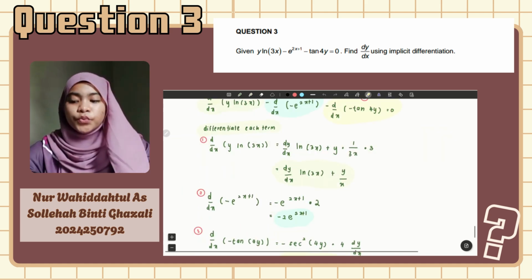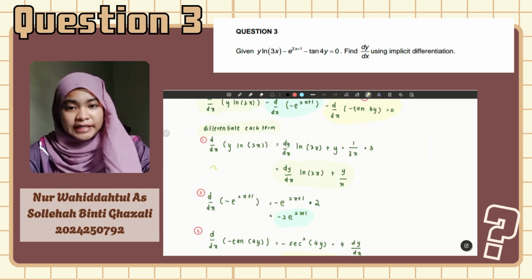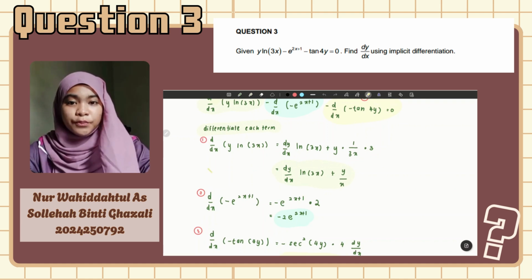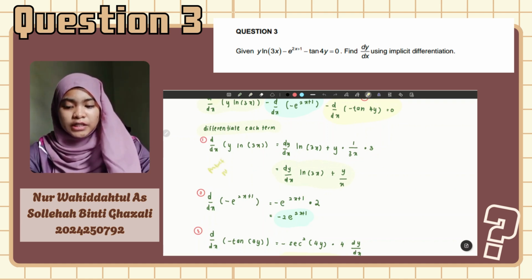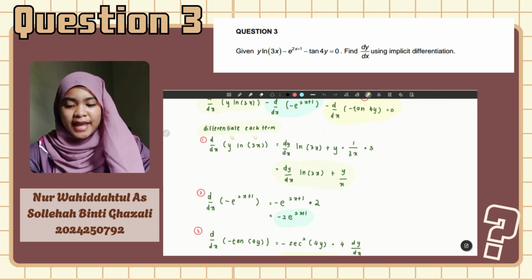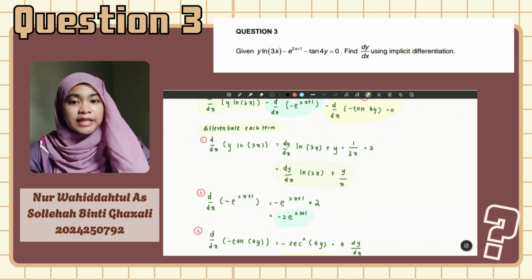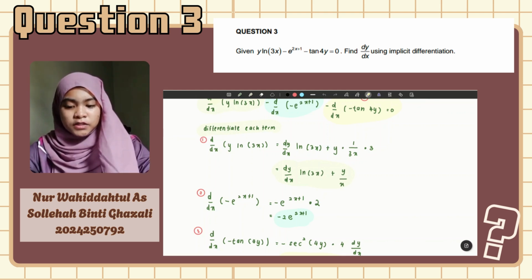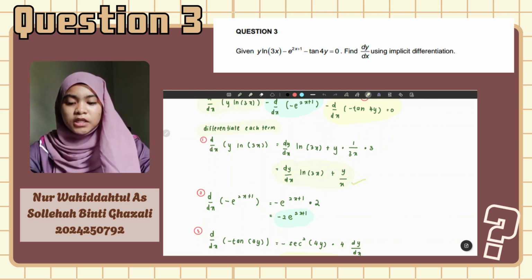After that, we will differentiate the first term, which is d/dx (y ln 3x), using the product rule. The product rule is vu prime plus uv prime. So u in this term is y, while u prime is dy/dx. For v is ln 3x and v prime is 1 over 3x, and we times with 3 and we get 1 over x. So we put all the derivatives in the formula vu prime plus uv prime, and we get dy/dx times ln 3x plus y times 1 over x.